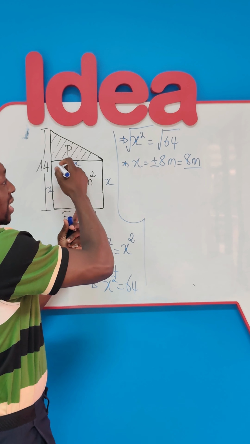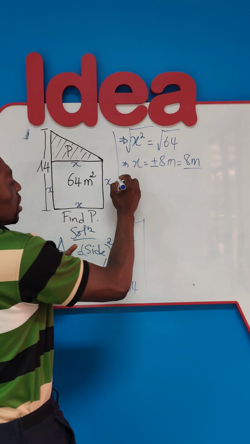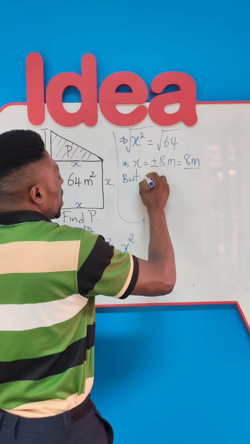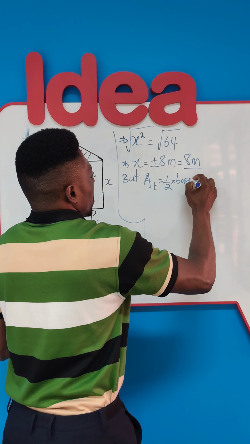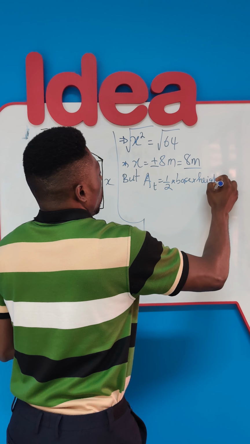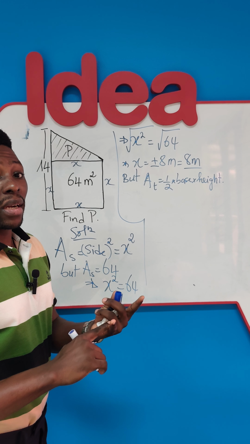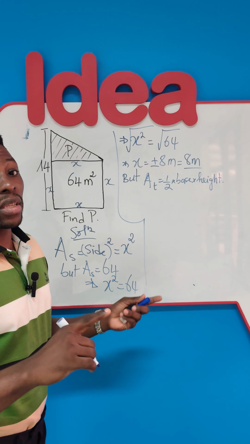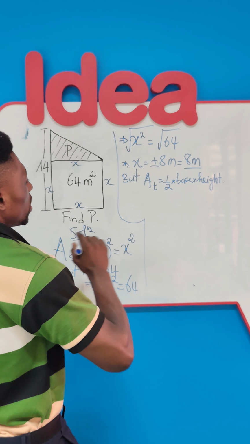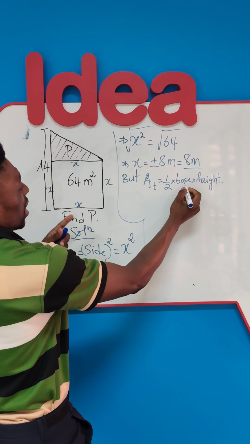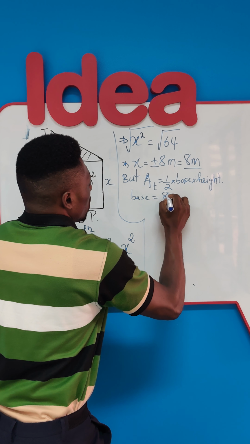Now, knowing that the side here is 8, how can we obtain this height? Let's start by recalling the area of a triangle. Area of a triangle is half times base times height. Dear friends, it's important to retain all the areas of the plane figures: a rectangle, a triangle, a square, a circle, trapezium, and all of that. You have to know the area of all these plane figures. Alright, so let us say the base. What is the base? This is the base here. Base is equal to 8 meters.